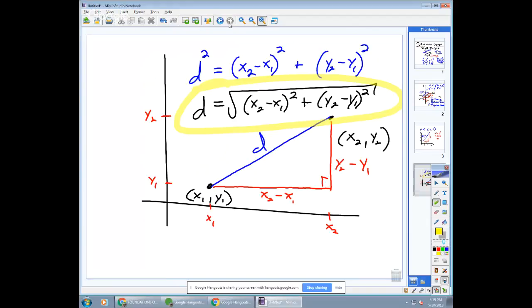The yellow thing I circled has a fancy name. It's called the distance formula. Not as cool as the Pythagorean formula, theorem.